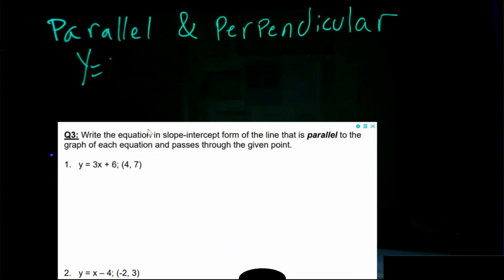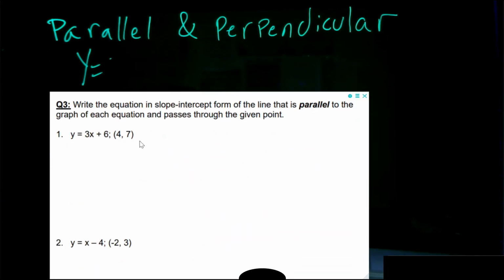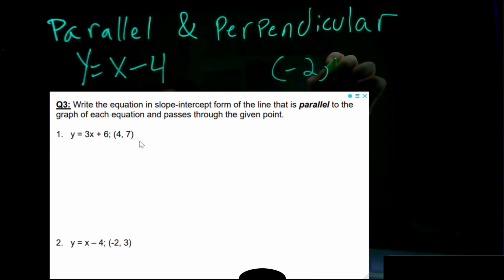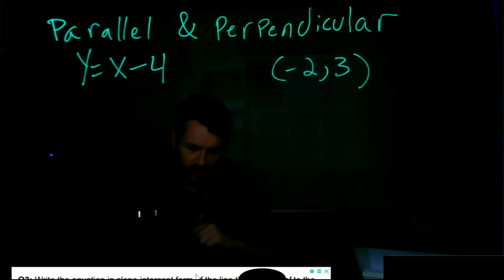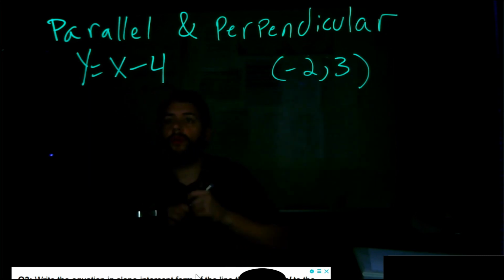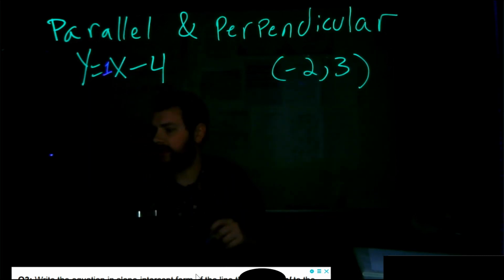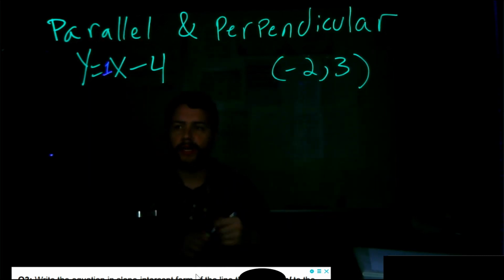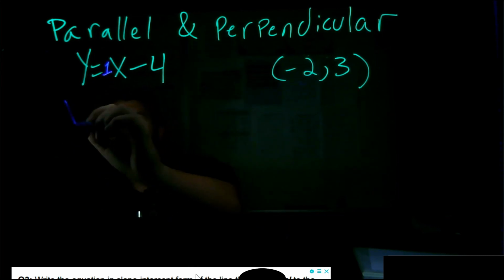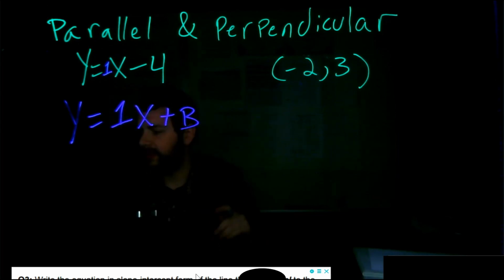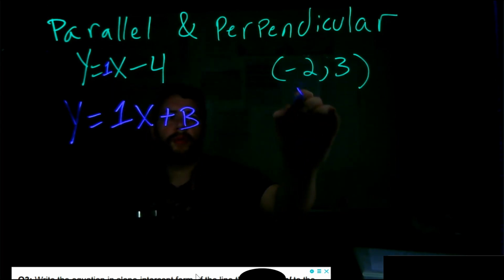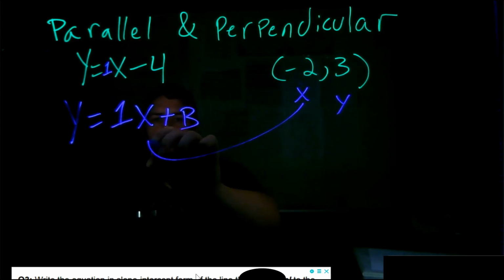Okay, so the second question was y equals x minus 4, and the point is negative 2 and 3. Once again, parallel. So the slope here is an invisible 1. There's a 1 right there, very small, very invisible. So that is what the slope is here. So I know that in my equation we'll have y equals 1x, and I don't know what that b value is yet. So let's go ahead and plug in our x and our y value.